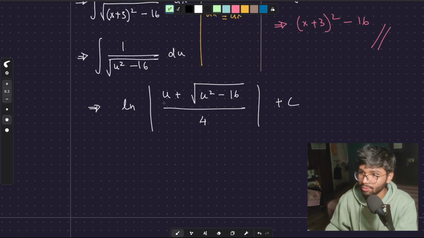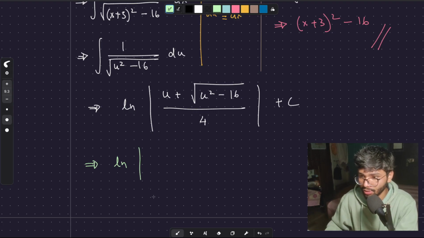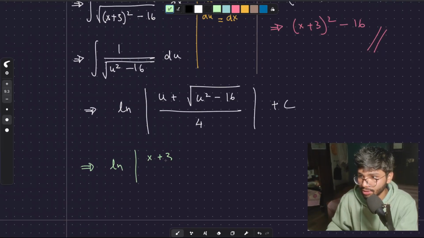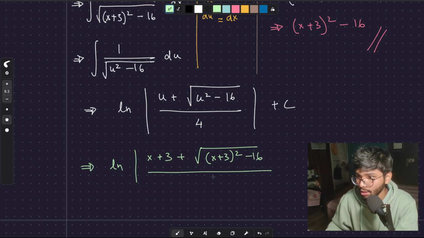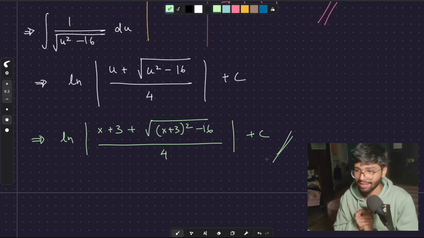We're not done yet because we're still in the u mode. We need to go back to the x mode over here. So that u has to be what? x plus 3, right? So natural log of x plus 3 plus the square root of x plus 3 squared minus 16, over 4, plus c. Amazing. Okay, sorry. Yeah. Okay, great. Amazing. We found the result.